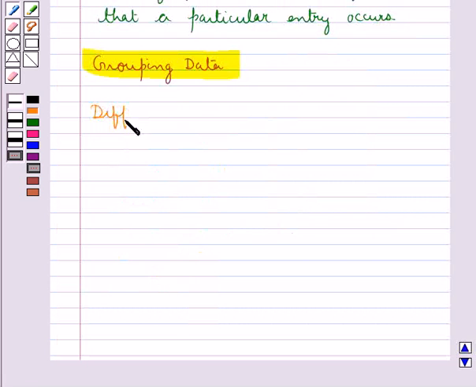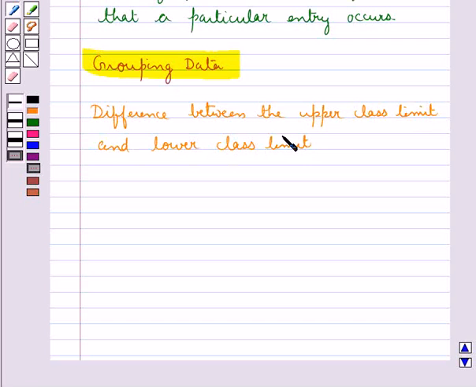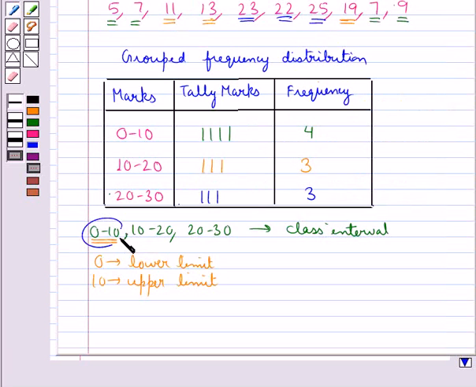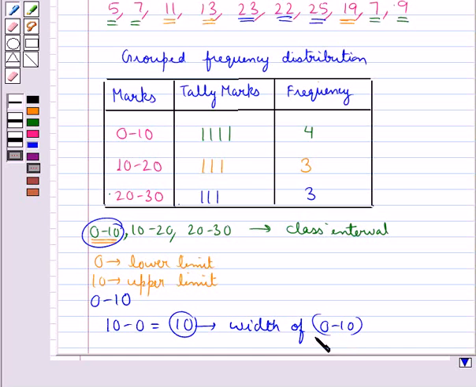And the difference between the upper class limit and lower class limit is called the width or the size of the class interval. Like if you consider the interval 0 to 10, in this the difference of the upper limit and the lower limit, that is 10 minus 0 is equal to 10, is the width of the class interval 0 to 10, or you can say size of the class interval 0 to 10.